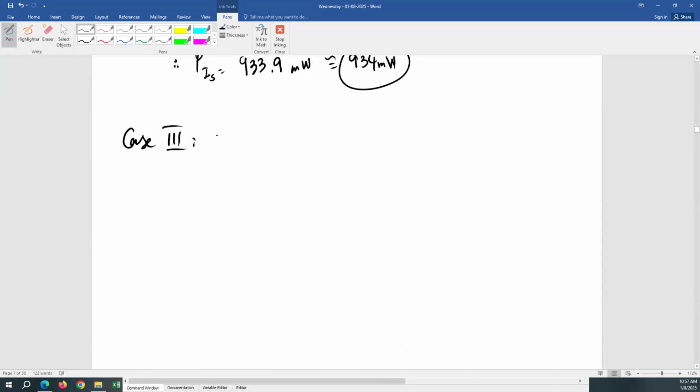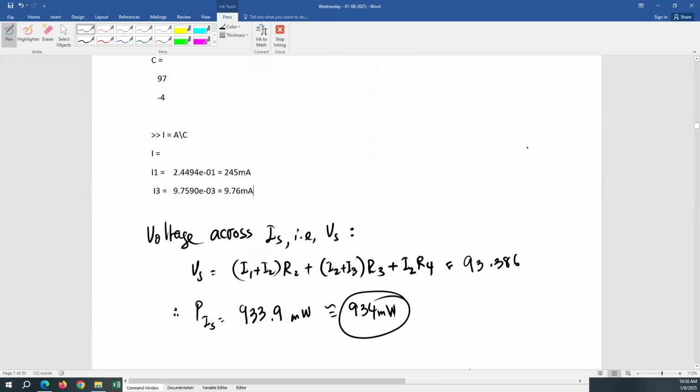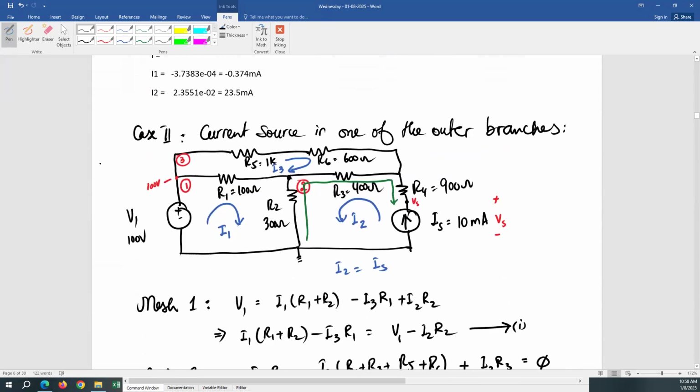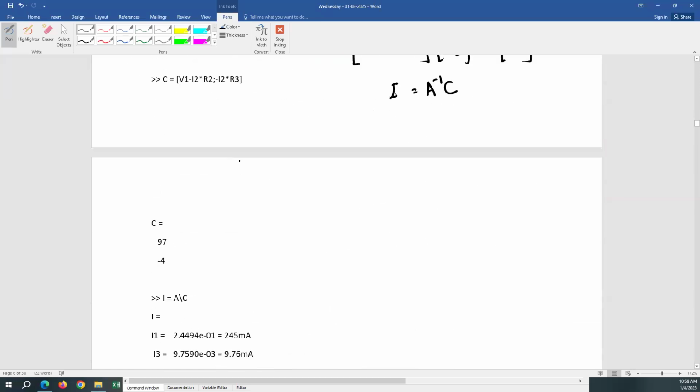Case 3 is that you have a current source in a common branch. A common branch is a branch that is common between two meshes or two loops. Current source in a common branch. This was problem number 2, let me call this problem 2. And then this is going to be problem number 3.